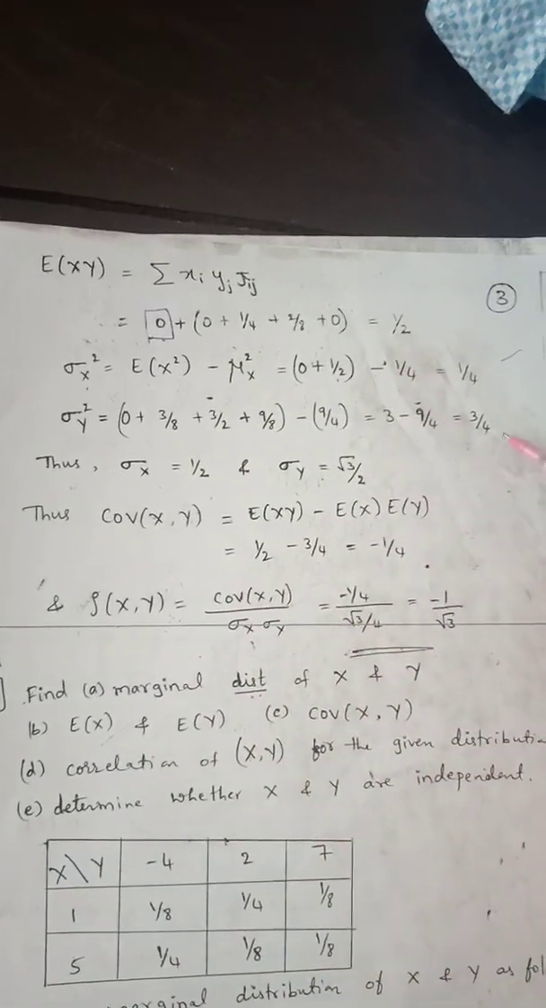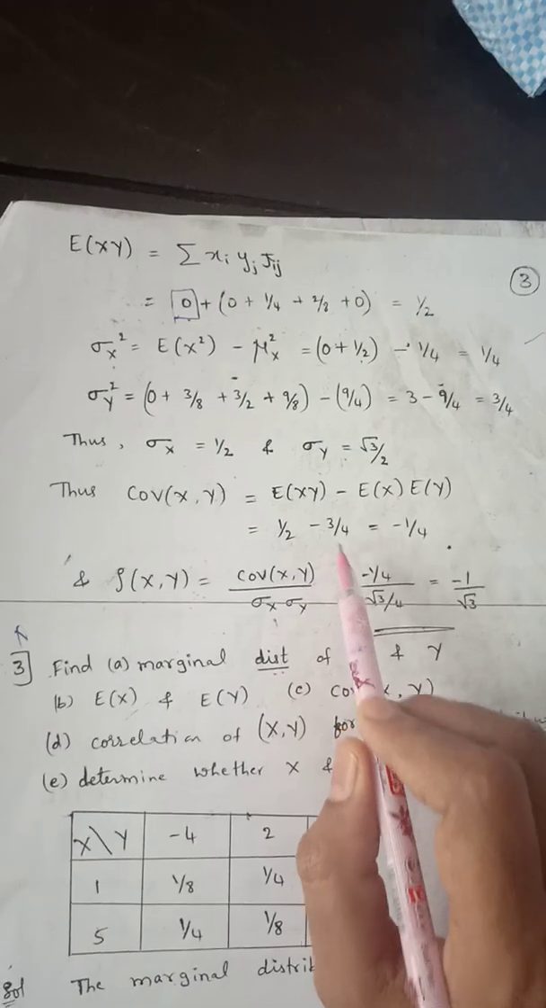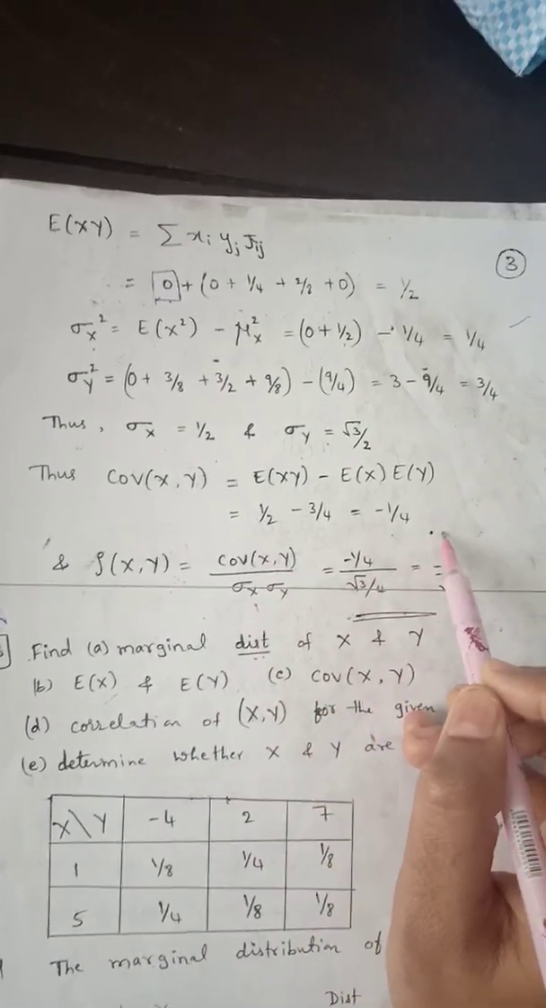Now the covariance of xy is equal to E of xy minus E of x into E of y. So substitute the values: 1 by 2 minus 3 by 4, that is minus 1 by 4. So this is the second problem.